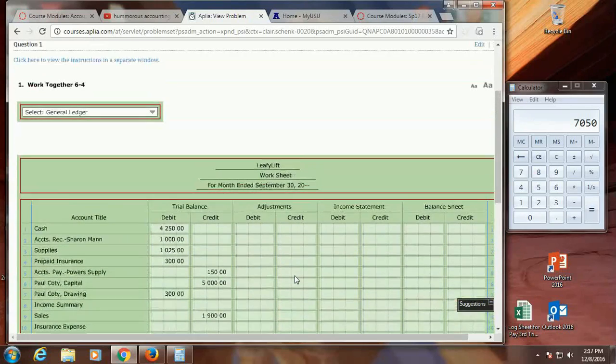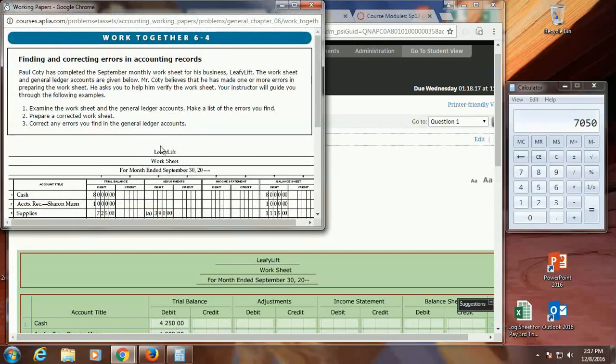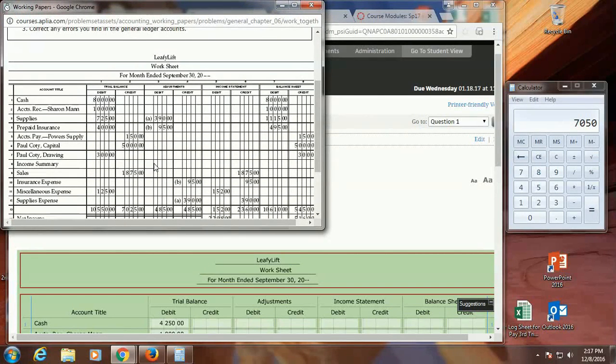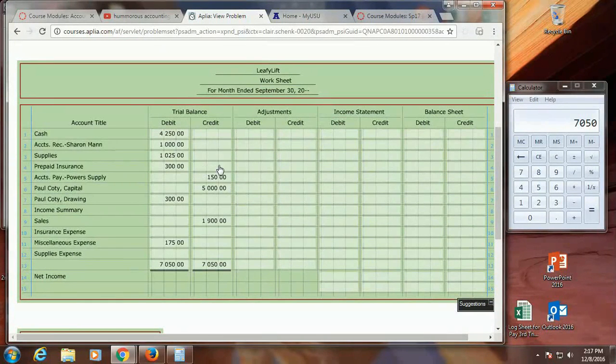And we need to look at the previous worksheet, so let me open this up. Looks like I had an adjustment of 390, but they got them in the wrong columns. So I'm going to take the 390 and put it as a credit for supplies, and then supplies expense is going to be 390.